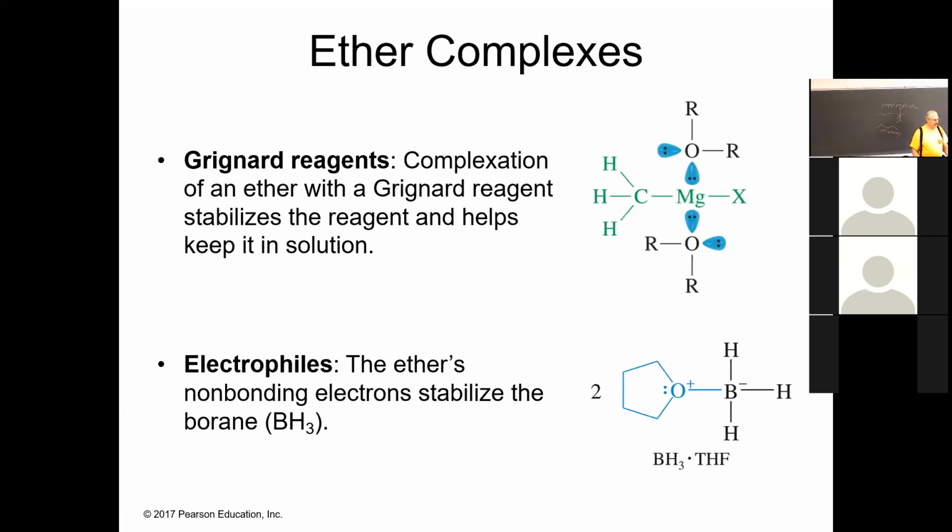Ethers are essential solvents in such things as Grignard reagents and also for stabilizing electrophiles. Okay, in fact, when we prepare a Grignard reagent, we actually have to use either ethyl ether or tetrahydrofuran, and this is why. The ether coordinates with the magnesium and helps stabilize the complex.